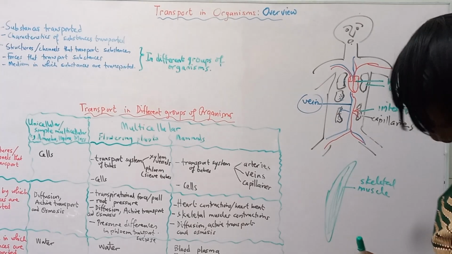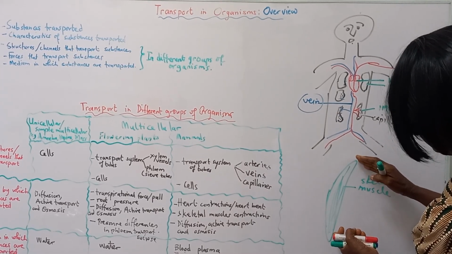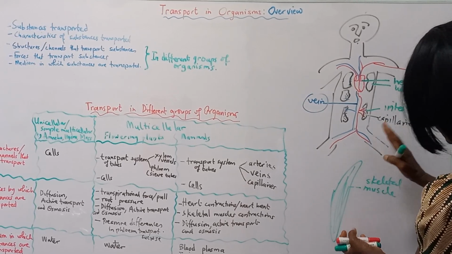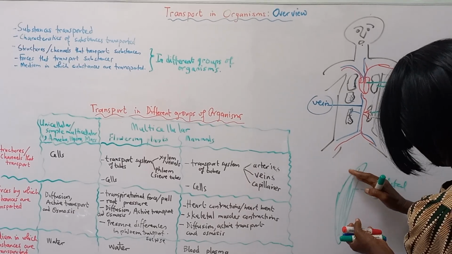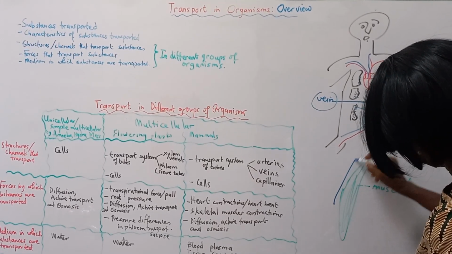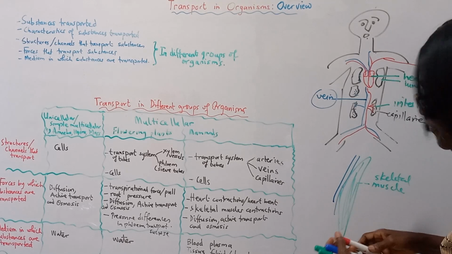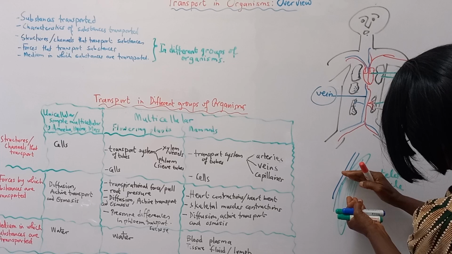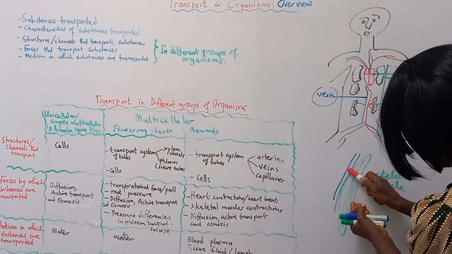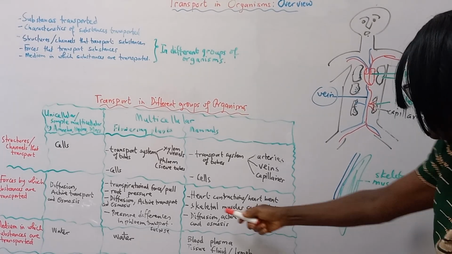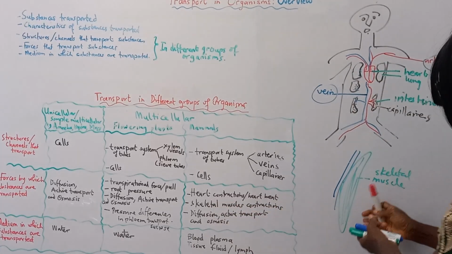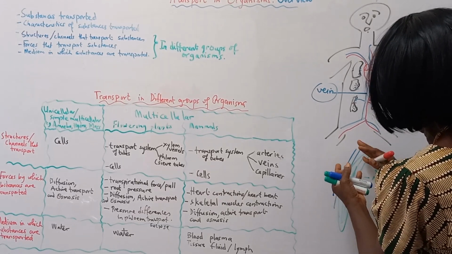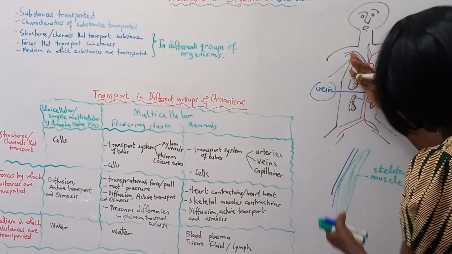So if this is a skeletal muscle, the muscle contracts, it becomes shorter, and it relaxes and it becomes longer. So as it contracts, if there's a blood vessel nearby, that's a vein, as the skeletal muscle contracts, it pushes on the vein and so pushes the blood on. So the contractions of the skeletal muscles, especially in the legs, the lower part of the body, also help to push substances in veins around.